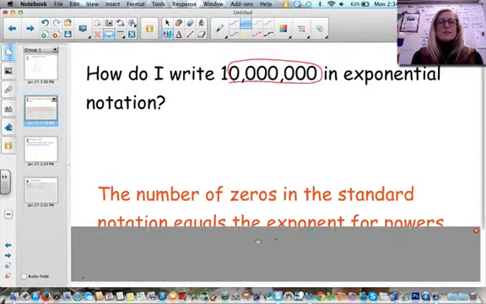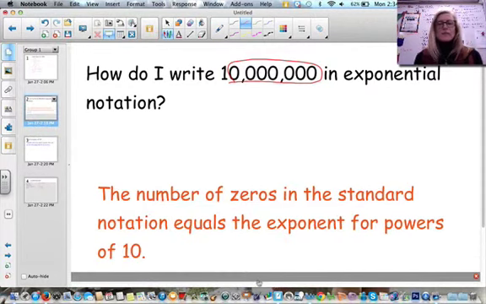Let's see what I have down here. It's exactly that. The number of zeros in the standard notation equals the exponent for powers of 10. So if I'm looking at that number right there, I'm going to say 10, and we counted already, we have 7, to the 7th power. So that's how I would write 10 million in exponential notation.